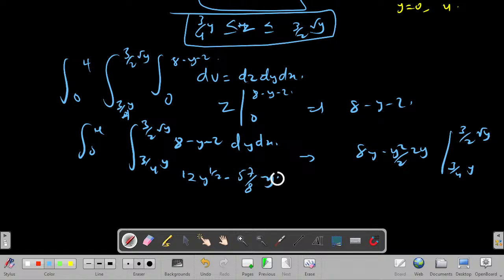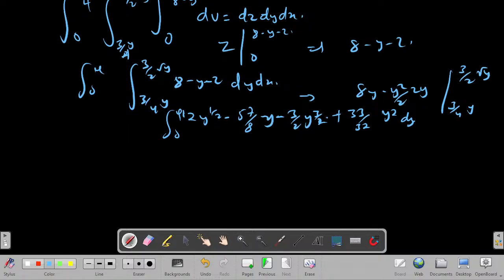For the sake of time, let me write it: 3 over 2 y to the power 3 over 2, plus 33 over 32 y squared dy, integral from 0 to 4. Rather dx. Okay, sorry, dy, yeah, dy.